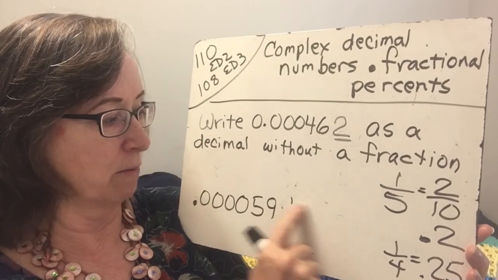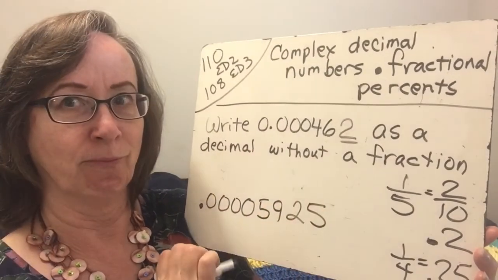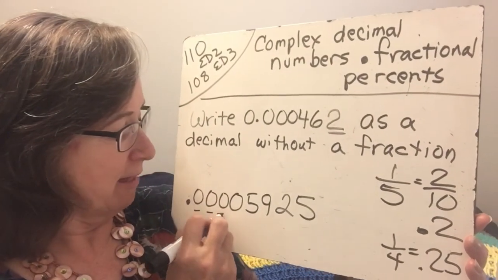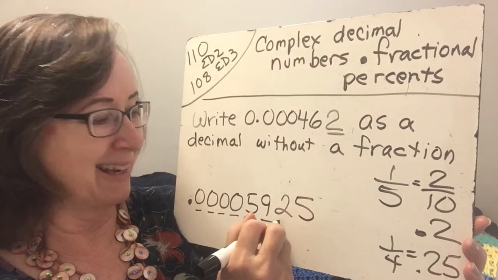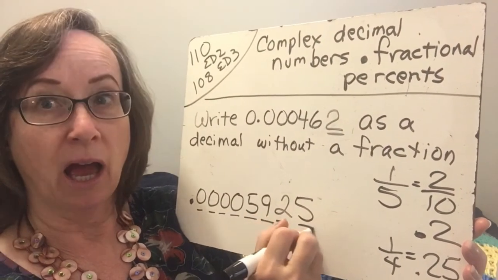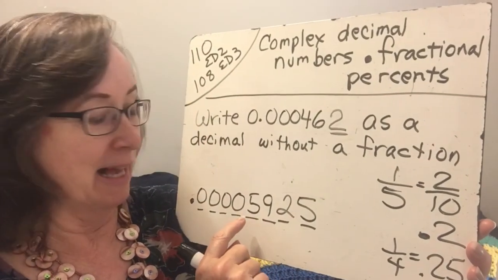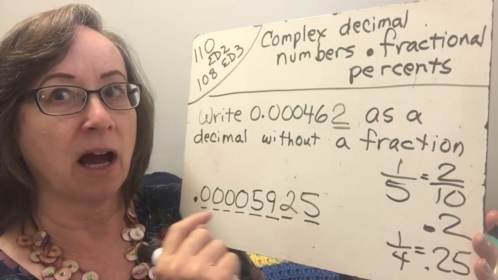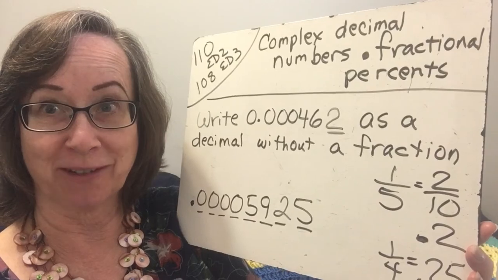But now how do we read that? Tenths, hundredths, thousandths, 10,000ths, 100,000ths, millionths, 10 millionths, 100 millionths. So we would read the number now as 5,925 100 millionths. Wow, that's a mouthful.